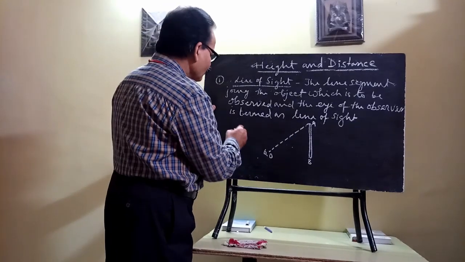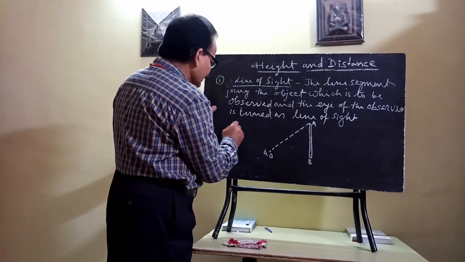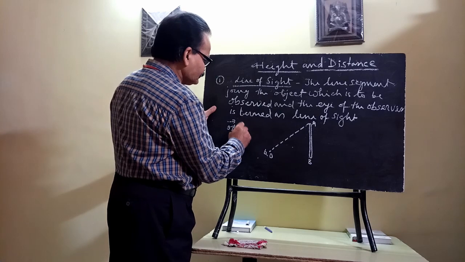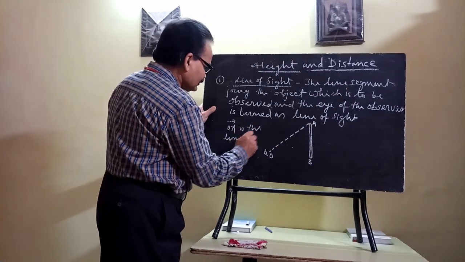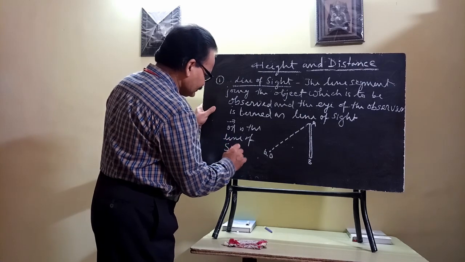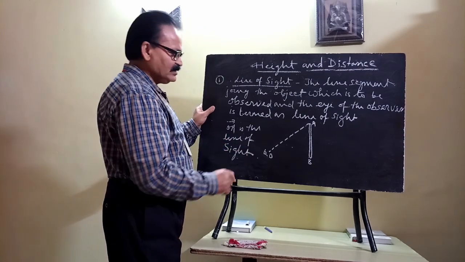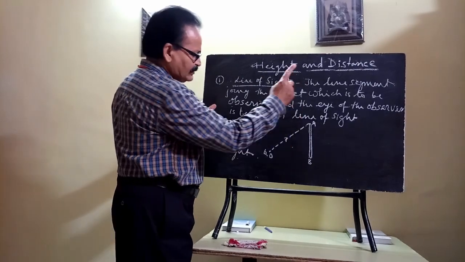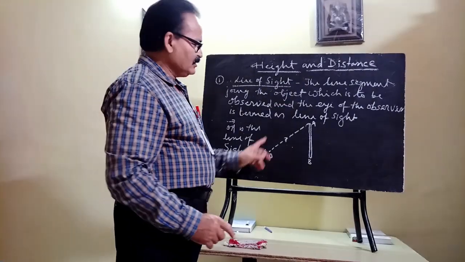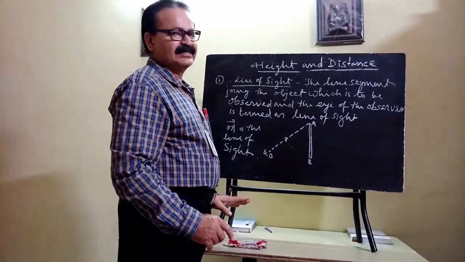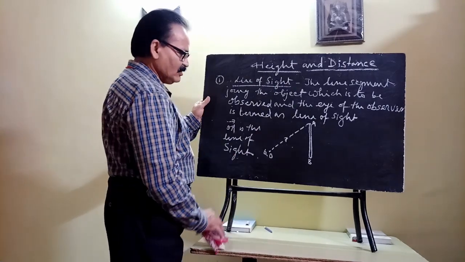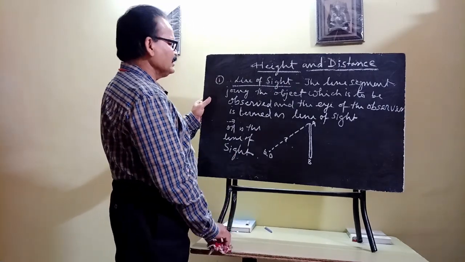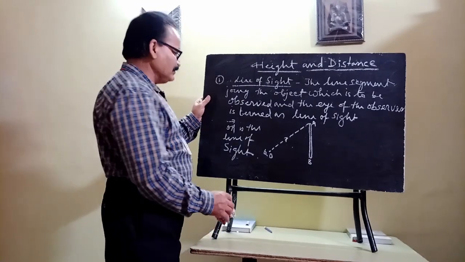So here OA is the line of sight. Clear? So this is your line of sight, because the observer is watching the top of the building. Clear? So after line of sight, our next part is the angle of elevation.